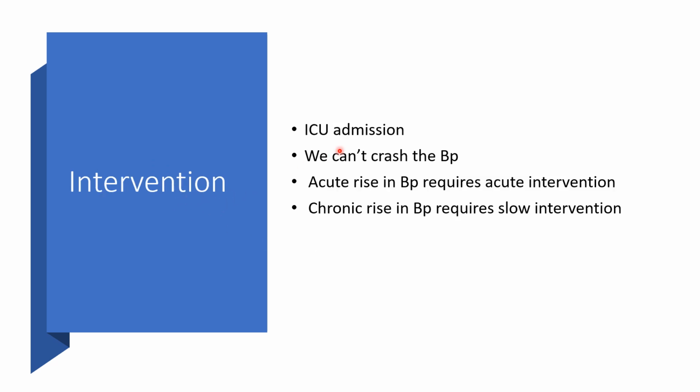Intervention. Please admit into the intensive care unit. But always remember, we cannot crash that blood pressure. Acute rise in blood pressure requires acute intervention, while chronic rise in blood pressure requires, let me say, chronic intervention, but that is not possible. We just say slow intervention, because the adaptation that would have occurred cannot be altered faster than the way it has occurred.